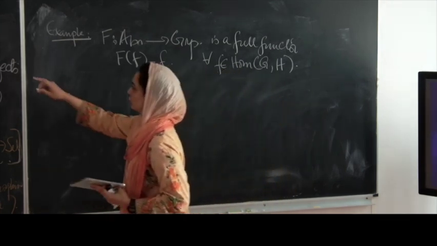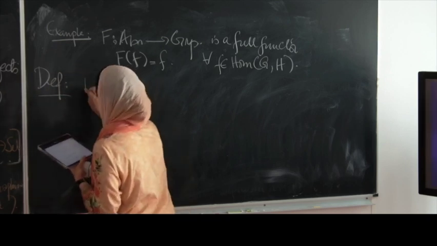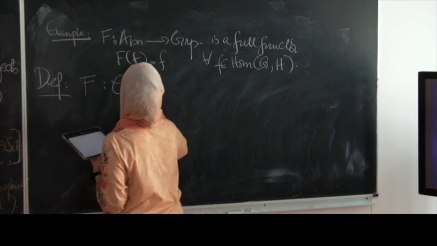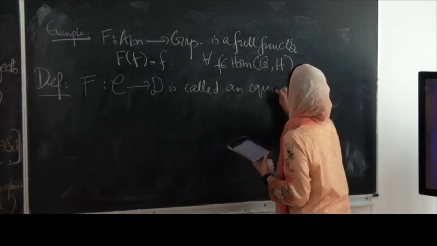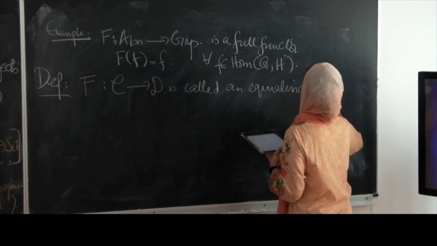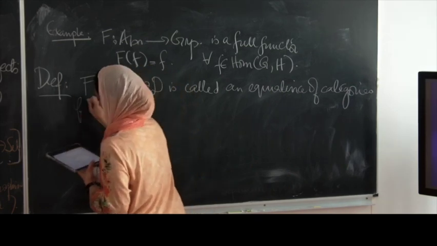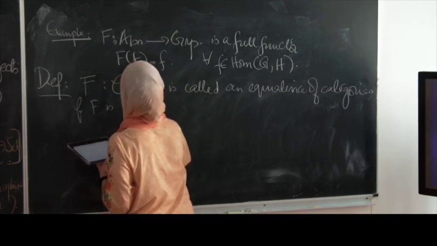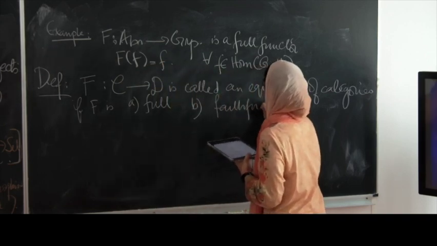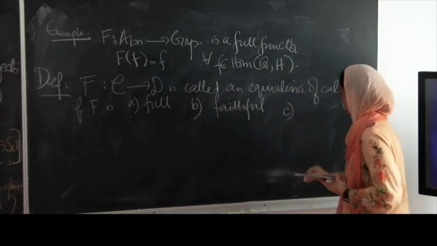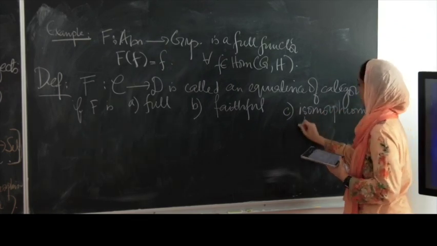So finally, we're in a position to define equivalence of categories. So F from C to D is called an equivalence of categories if F is full, it's faithful, and isomorphism dense.